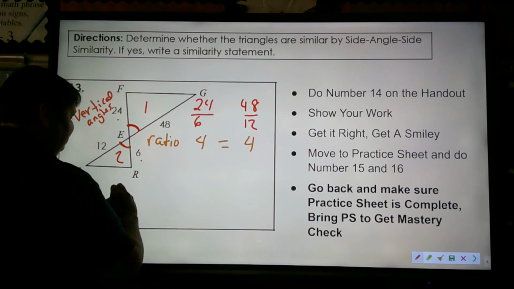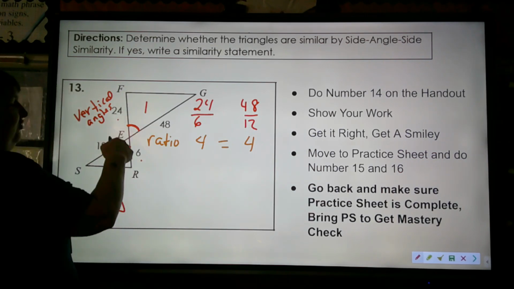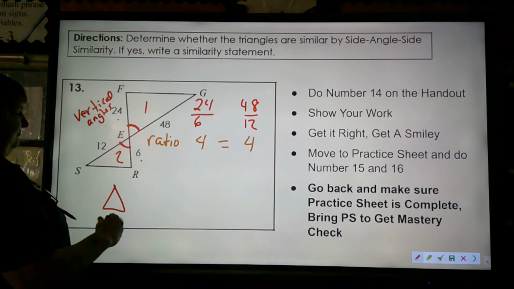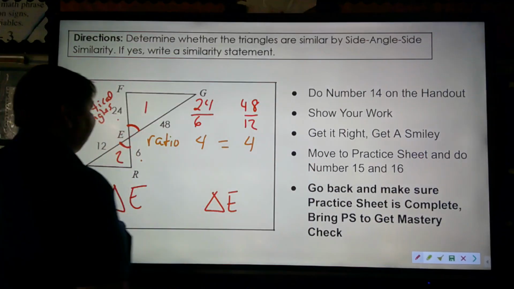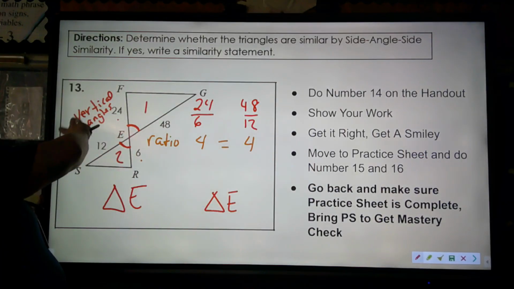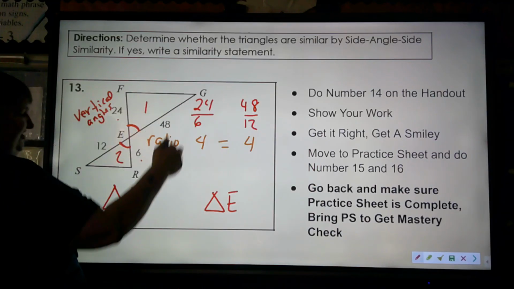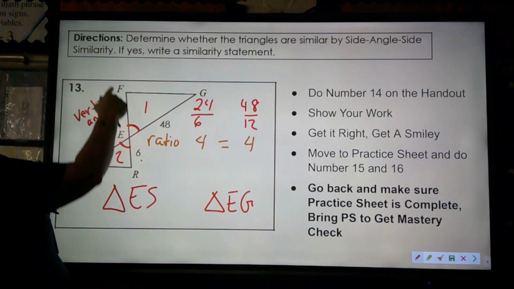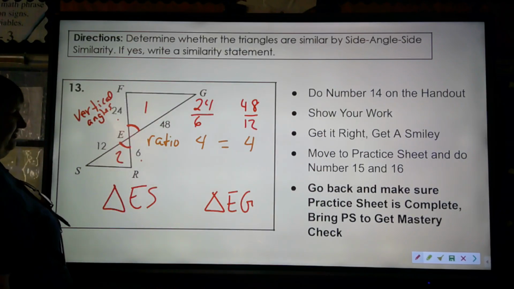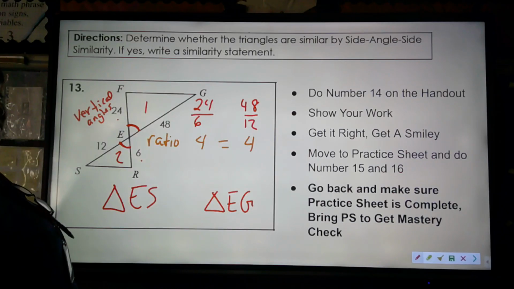All right, use what you know. I know these are the same. So E and E. When I rotate, S lands on G. S lands on G. That leaves me with, oh wait, be careful.